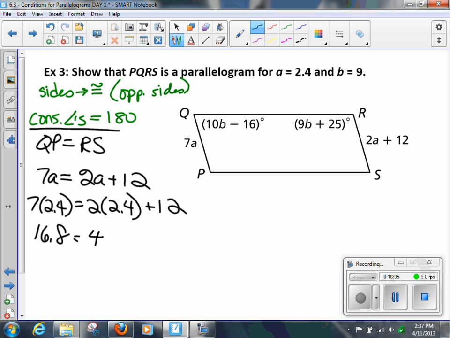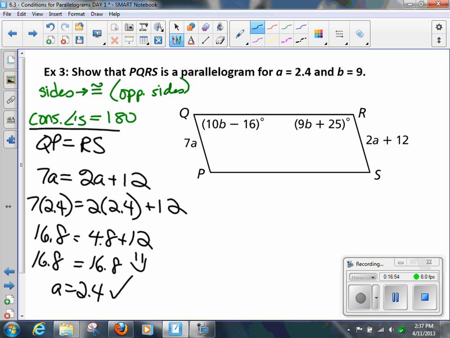2.4 is 4.8 plus 12, which is 16.8. That's right. So, is my value of A correct? A does equal 2.4. That's correct because this is a true statement. Yes? Look at the next one. So A is correct. Yay.